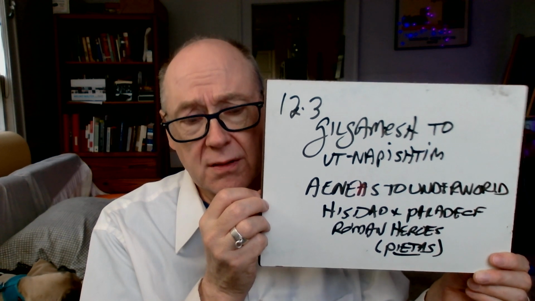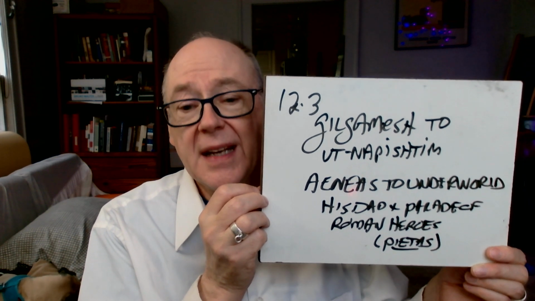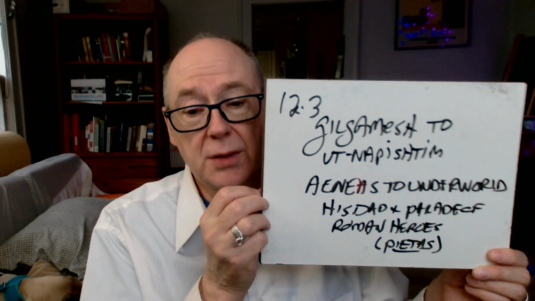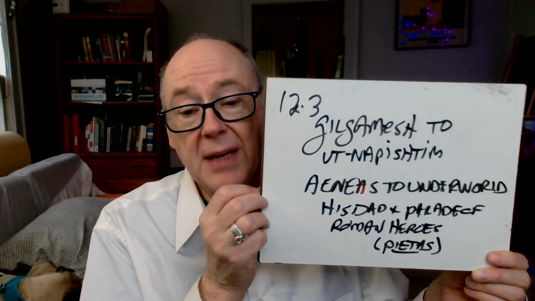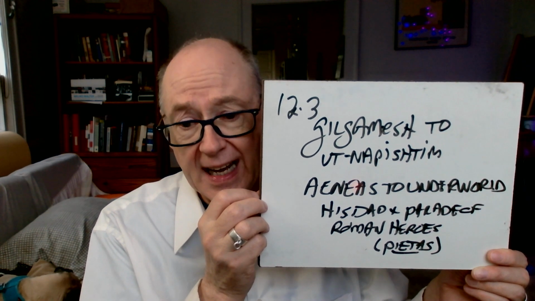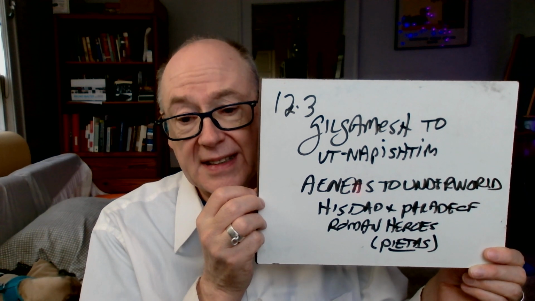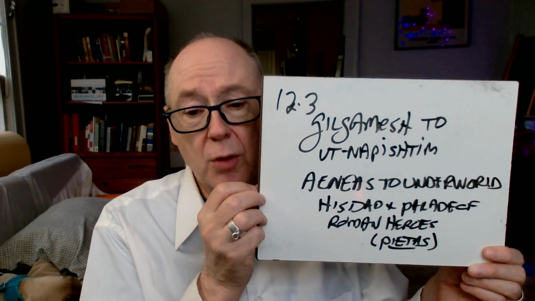But it's sort of personal. It's a personal thing. Now, Aeneas goes to the underworld in Book 6 of the Aeneid. He goes there to see the ghost of his dad. While he's there, his dad also shows him a parade of Roman heroes.